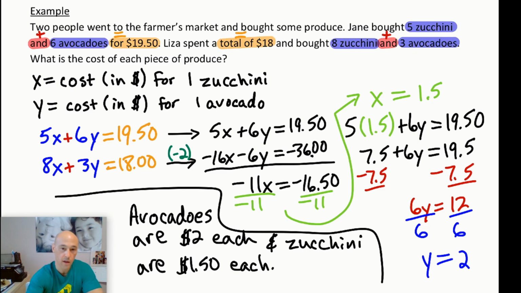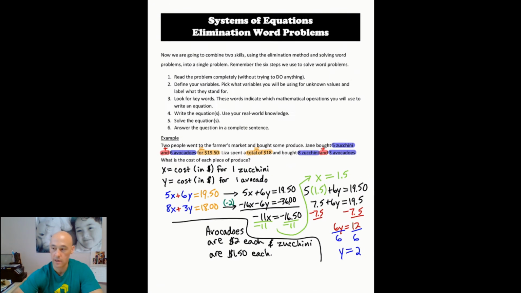And I've completed all 6 steps on the word problems, and that is how we use the elimination method to solve word problems that require systems of equations.